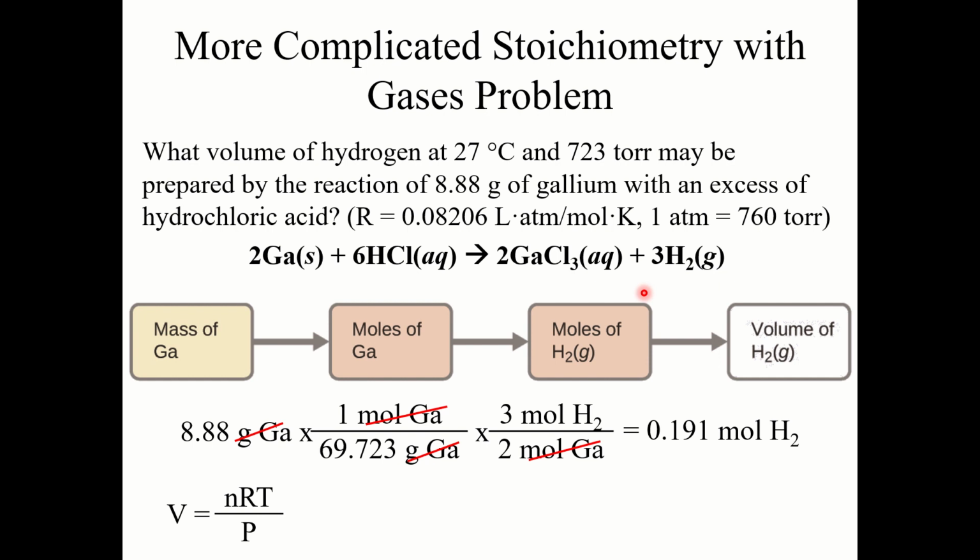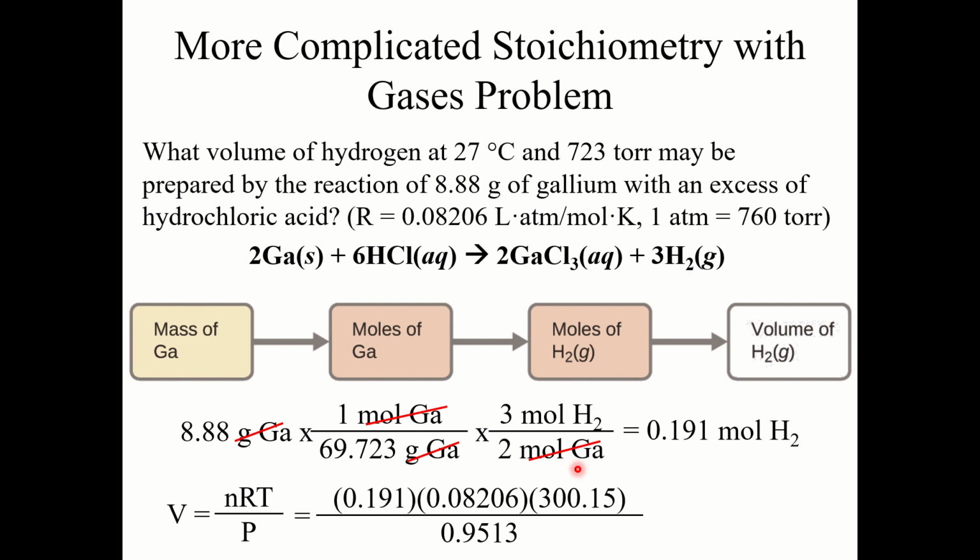Okay, now I've got moles hydrogen gas, and I can use my ideal gas constant. So I plug in moles, plug in the ideal gas constant, plug in that temperature in Kelvin, and plug in that pressure in atmospheres. And so I get 4.95 liters, and this is my final answer. So make sure you understand the steps to this problem. There's a high probability of you seeing something like this on the exam. Make sure you understand how to do a more complicated stoichiometry problem here with gases.